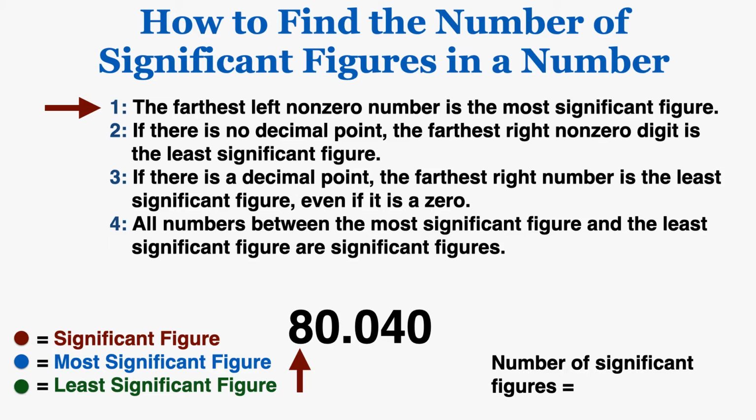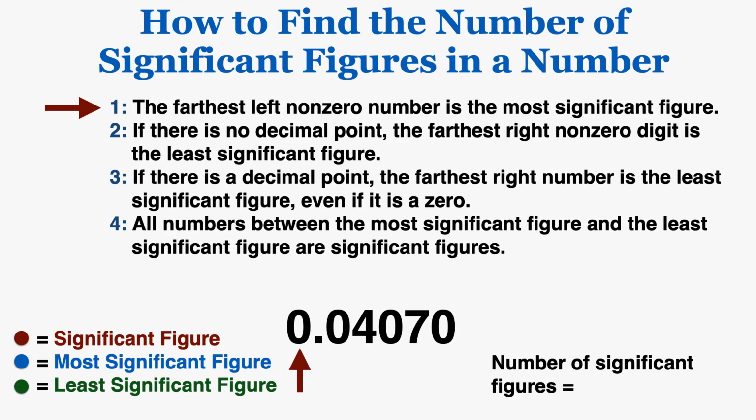Here's another number, 80.040. Again, the largest left non-zero number is the most significant figure, so that's going to be this 8. This rule applies if there's no decimal point, but here there is a decimal point, so I'll skip it. If there is a decimal point, the farthest right number is the least significant figure, even if it is a 0. So the farthest right number is over here, and it's a 0, but that's okay because the rule says it's okay, so that is the least significant figure. And all numbers between the most and least significant figures are also significant figures, so all of these numbers are also significant, so this number has 5 significant figures.